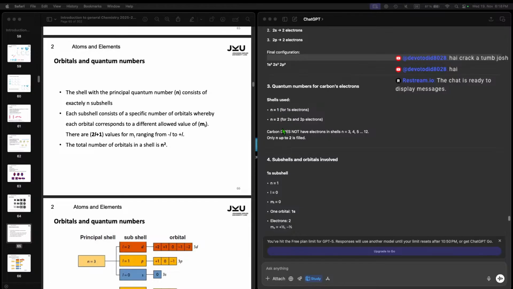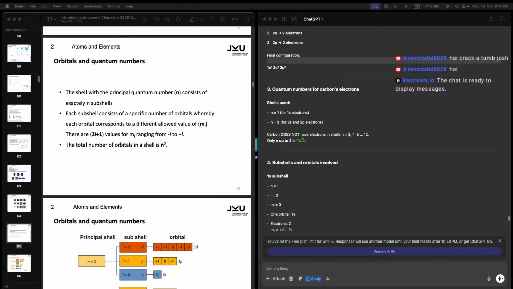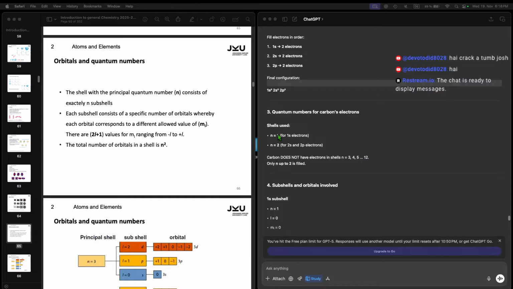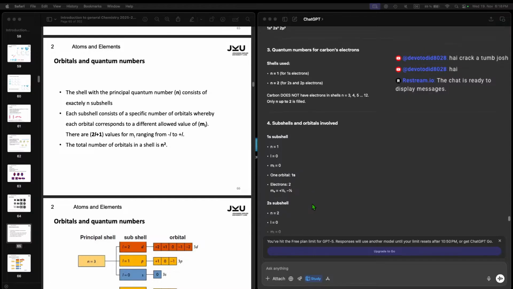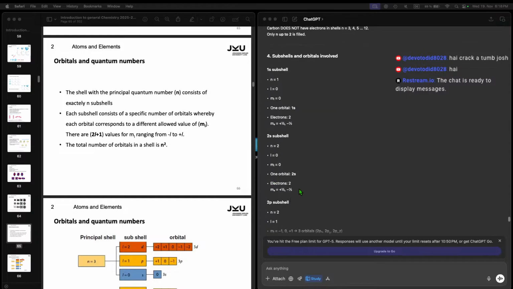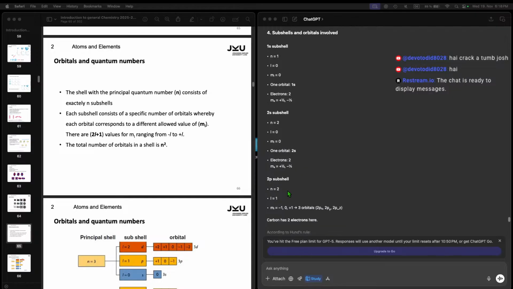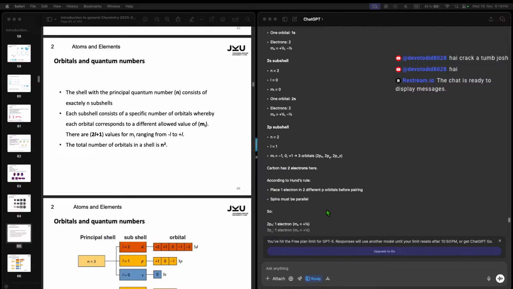Shells used: n equals 1. Carbon does not have electrons in the shell n equals 3, 4, 5, only up to n equals 2. Subshells and orbitals involved. Two is subshells, electrons. And 2p, yeah, I know. And each of these would be having plus 1.